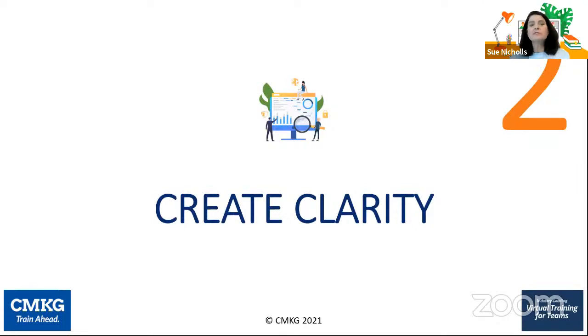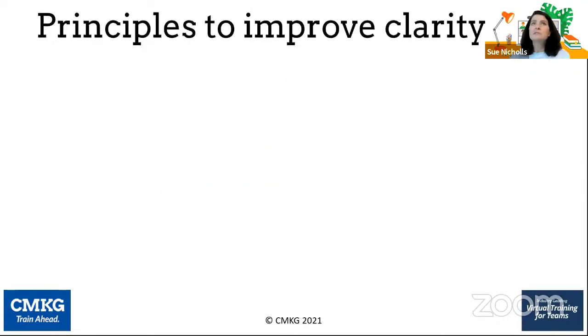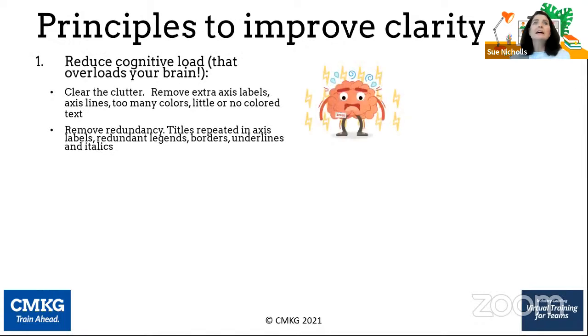Second thing is improving your clarity. There are some simple principles to improve clarity. First of all, reducing cognitive load. I talked about this a little bit previously. This means the stuff that overloads your brain. So when you're creating graphs, clear the clutter. Don't have extra axis labels, axis lines. Don't have lots of colors in. Don't use colored text. Remove redundancy.